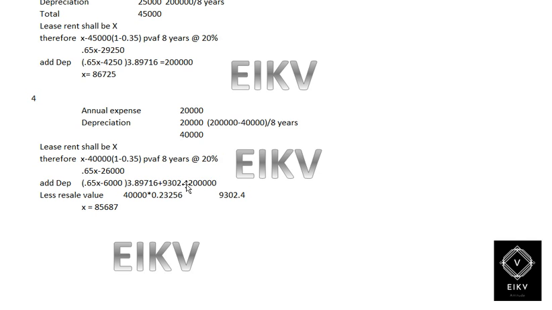at 20%. And then we have the resale value, which is added positively as plus 9,302. So 9,302 is nothing but 40,000 multiplied by the PV factor of the 8th year. When you add that 9,302, you must get 2 lakh. So after solving this equation, you will get X as 85,687.